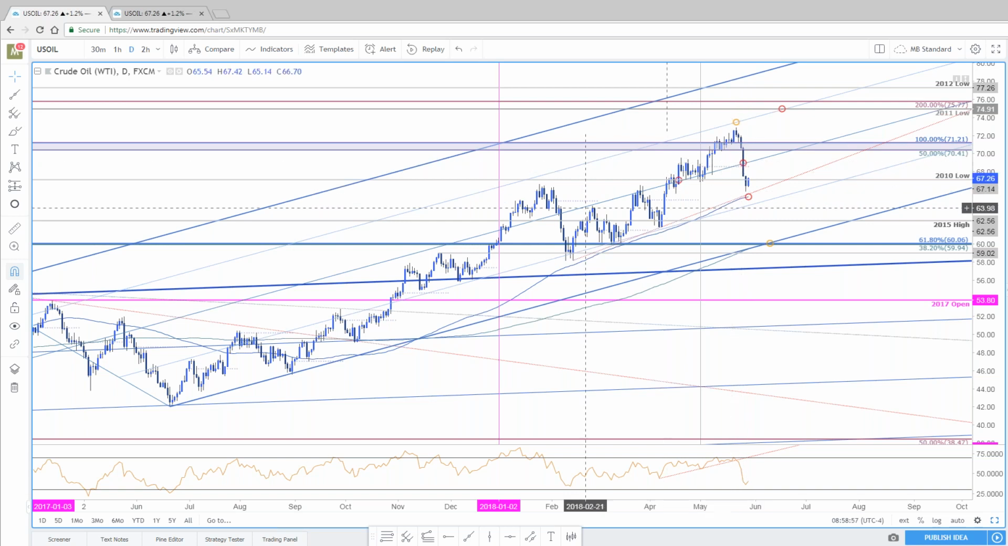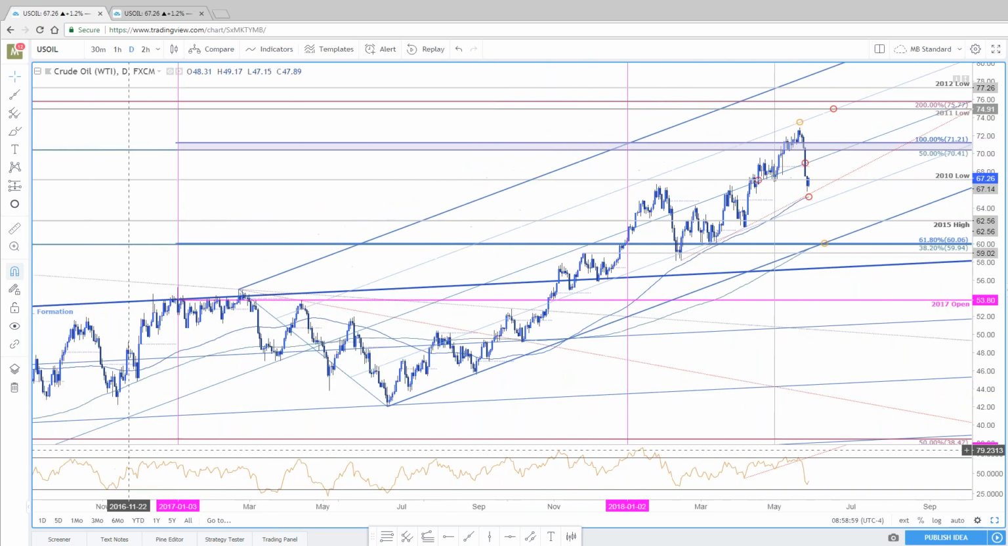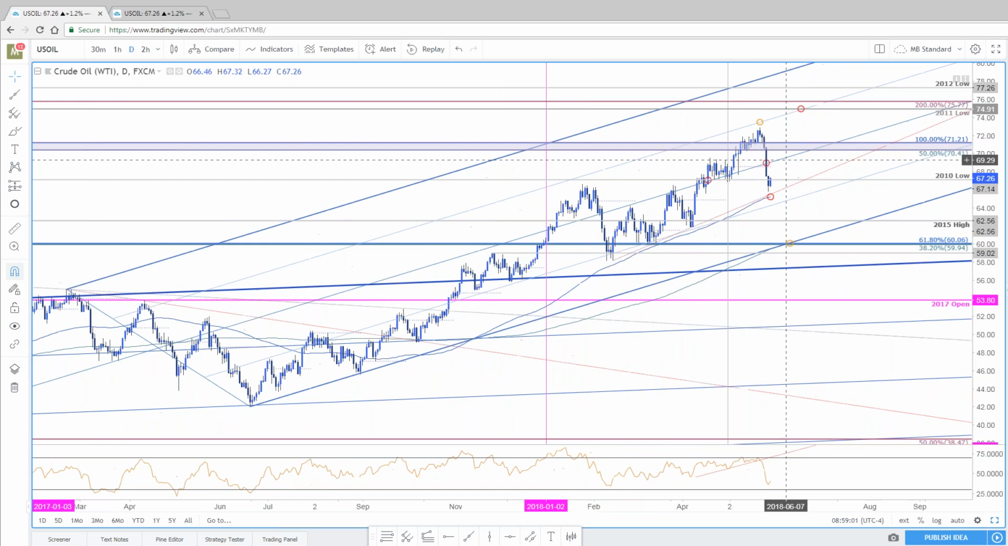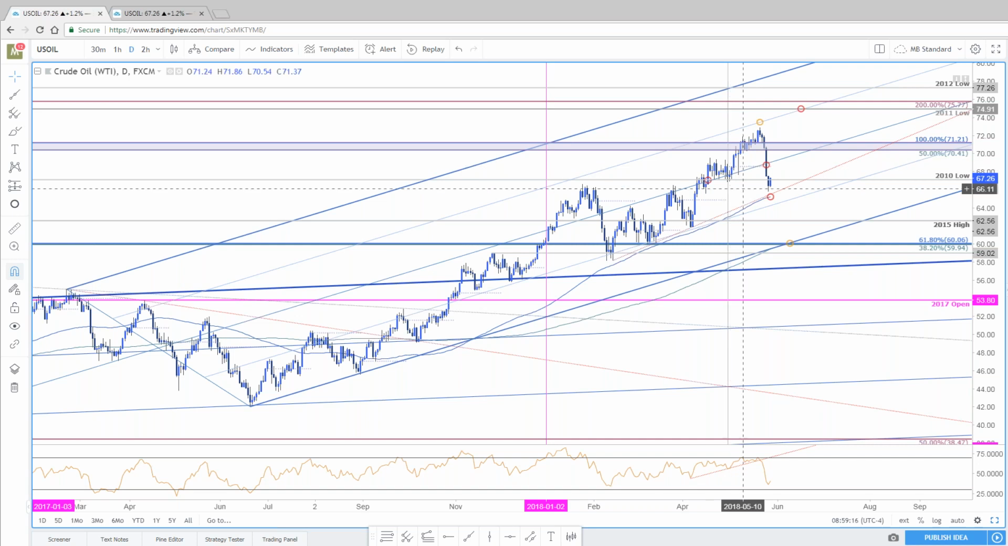This is the break of the median line for the formation we've been following off the lows, and the monthly open. Okay, and the monthly open comes in at 68.56. That's your now new near-term resistance. 68.56, I'd also put as near-term bearish invalidation. On the stretch to the downside, this is the sweet spot I'm still looking for.